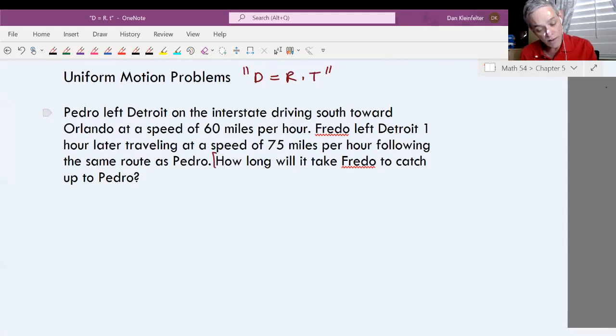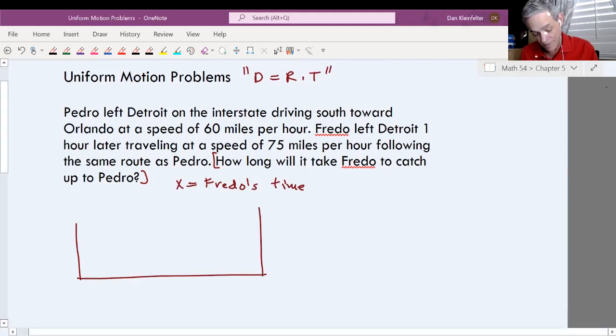And the question, skipping to the end, is how long it takes Fredo to catch up to Pedro. So the answer, how long, is going to be a time. And so let's let X be Fredo's time. All right. So the story is Pedro left Detroit on the interstate going south toward Orlando at a given speed. Then Fredo left Detroit later, and we want to know how long it's going to take him to catch up. So I like to organize the information in a table. We'll see if we get 2 equations out of this.